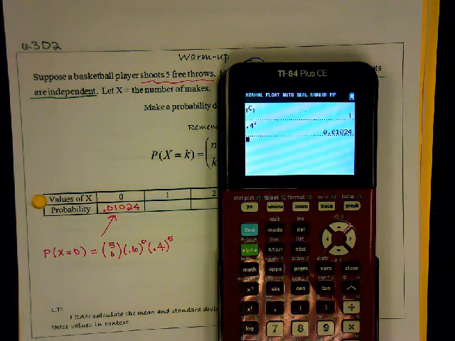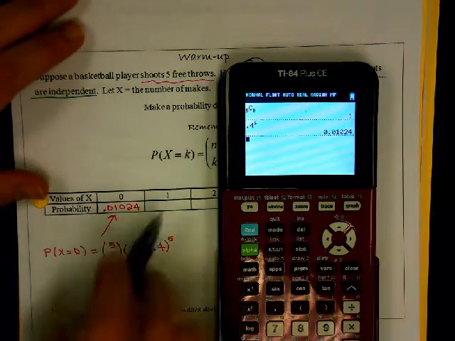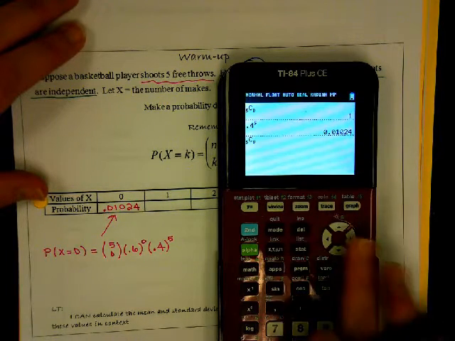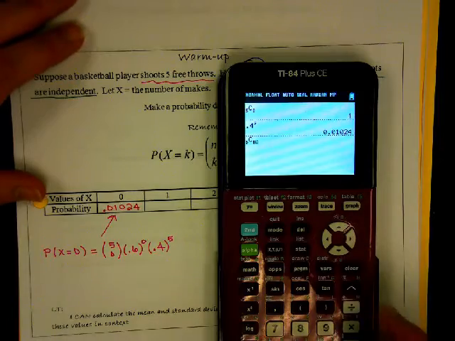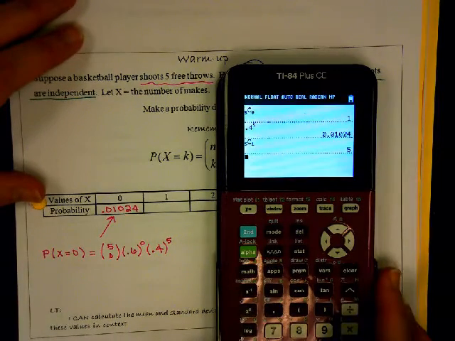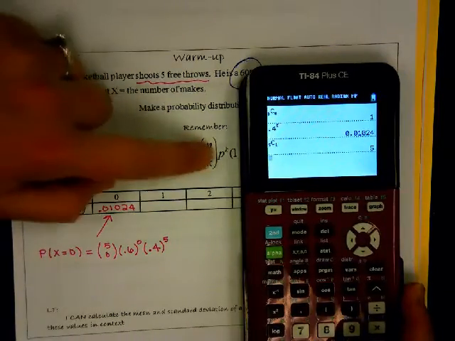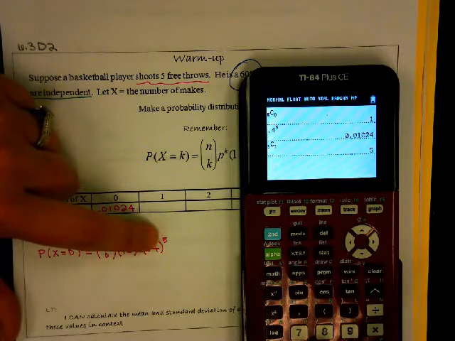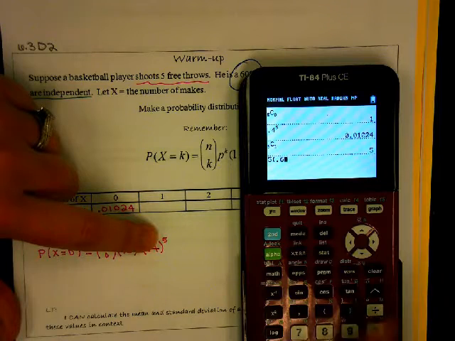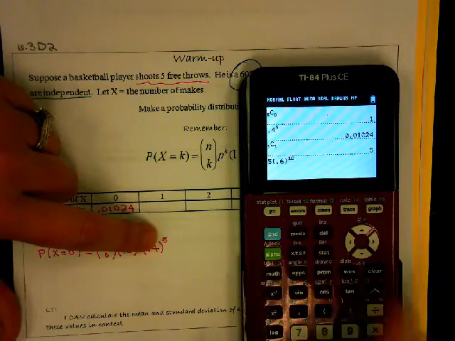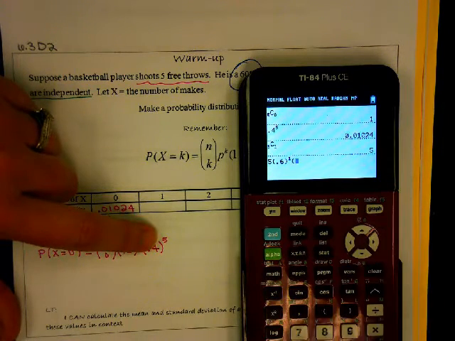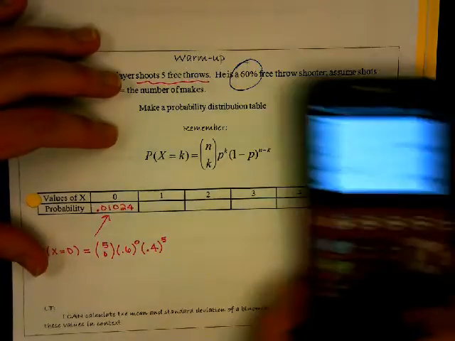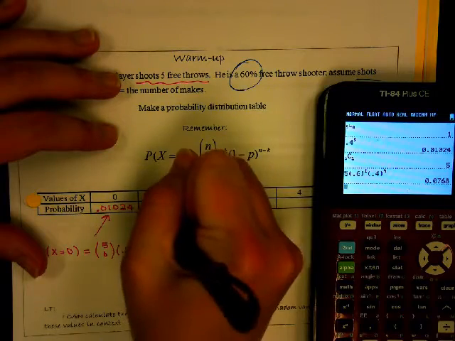So then I'm going to do the same thing for X equaling 1. So I want to do my combinatoric 5, choose 1, 5 ways. Then I'm going to do 0.6 to the 1st power and 0.4 to the 4th. So 5 times 0.6 to the 1st times 0.4 to the 4th, which gives me 0.0768.